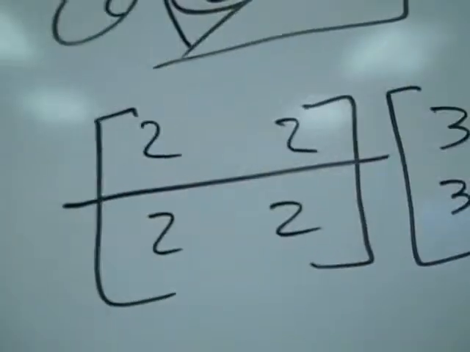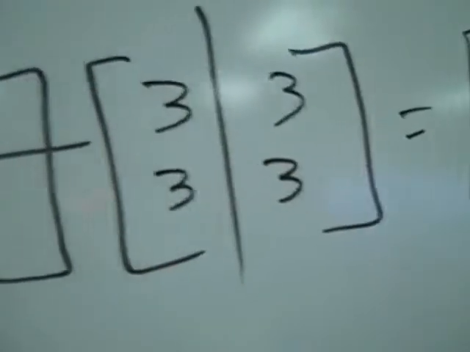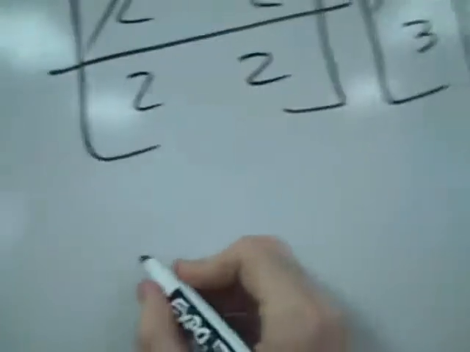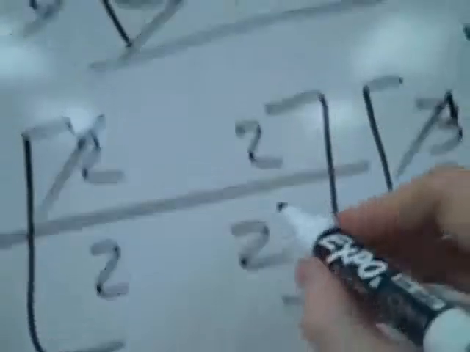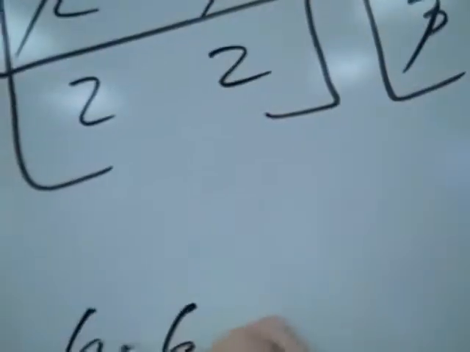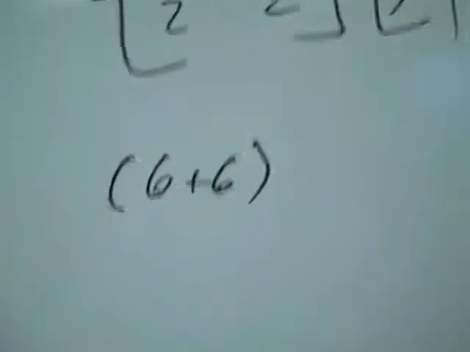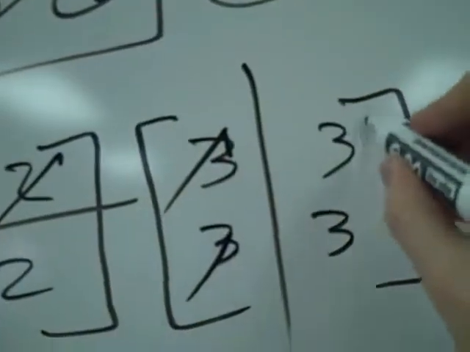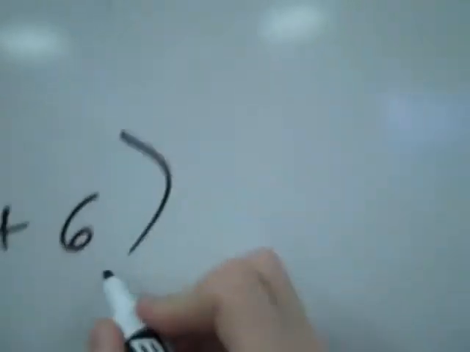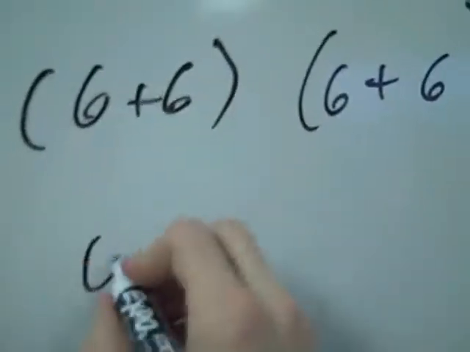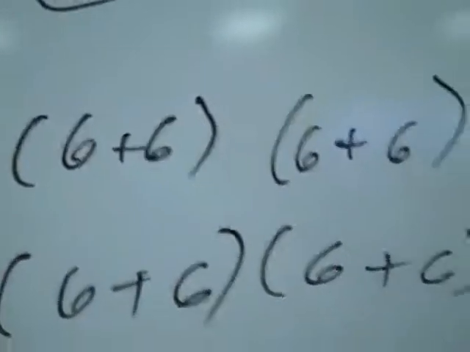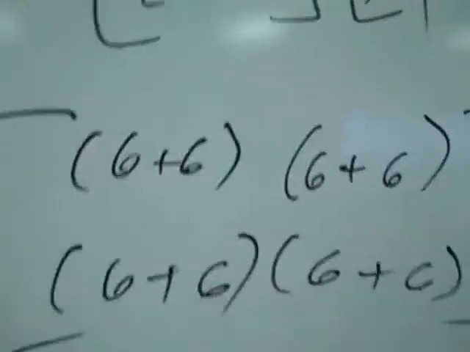Split the first matrix into rows and the second matrix into columns. Multiply 2 by 3 and you get 6. Multiply 2 by 3 and you get 6. That is the upper left number of the resulting matrix. Multiply 2 by this 3 and 2 by this 3 and you get another 6 plus 6. Obviously, this is a really easy matrix, so you'll just end up with a lot of 6 plus 6. And that's your resulting matrix.